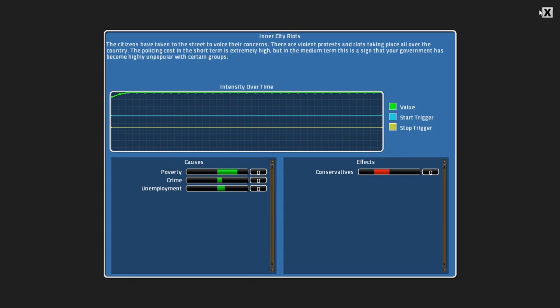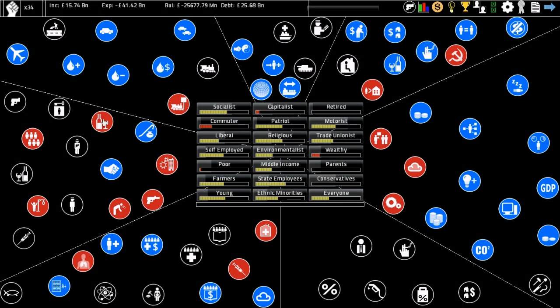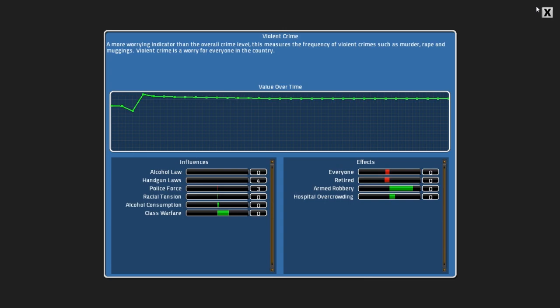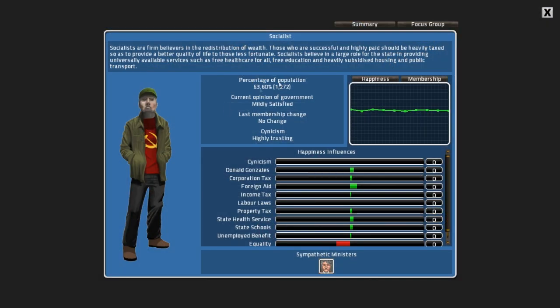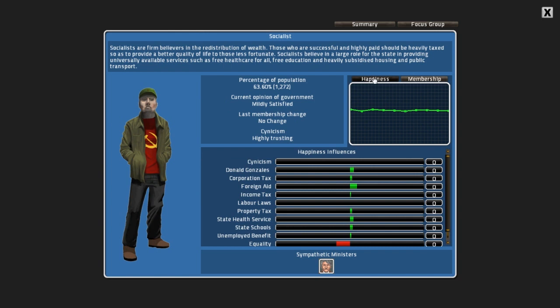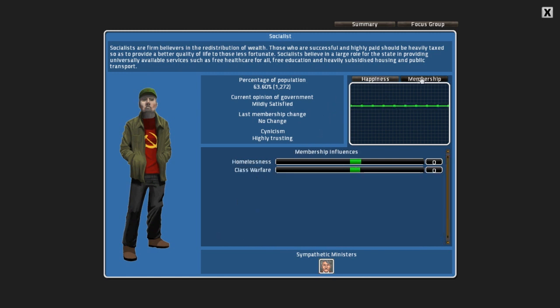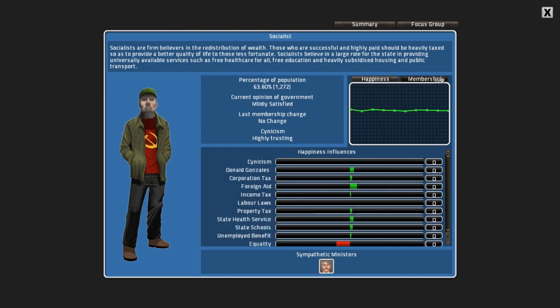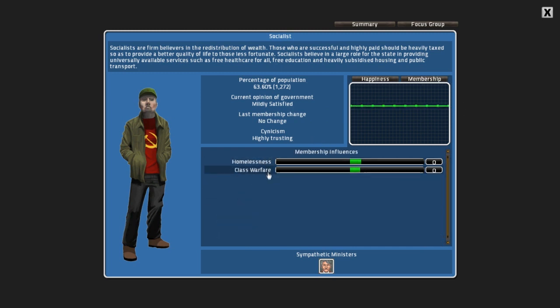I don't think there's much change to that stuff, or actually to voter groups. Oh yes, there is. This is something I forgot about. This graph, this has always happened, that you can see how happy socialists are over time, for example. You can see their membership level over time. But this now changes down here. So you can actually see what's influencing membership of the socialist group.